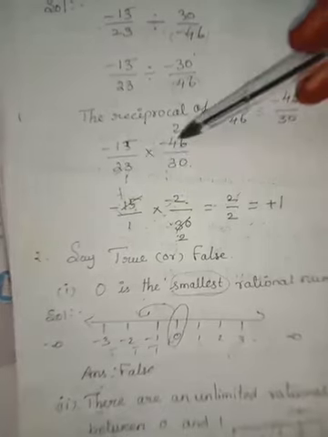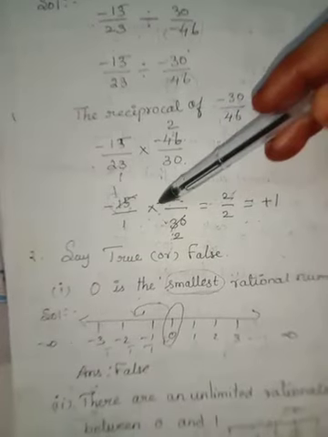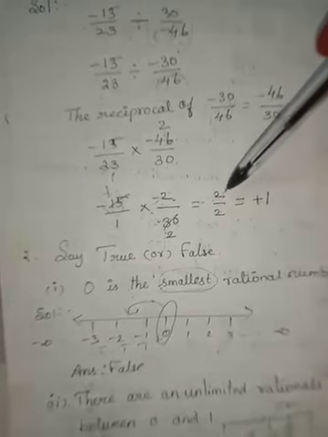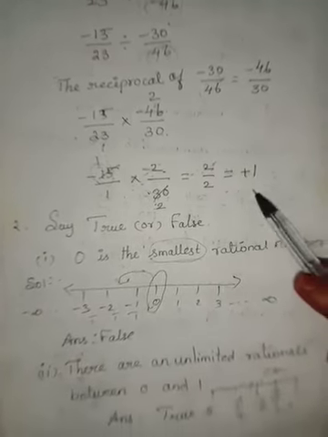Simplify the numerator and denominator. We get minus 15 by 1. We multiply by minus 2 by 30. Again we simplify this. We get 2 by 2. The answer is plus 1.